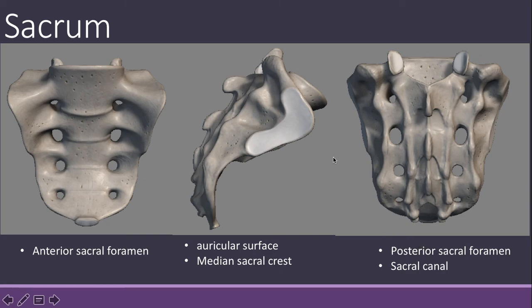And then this is the posterior view. And these holes here are called posterior sacral foramen. And then it's not directly visible, but starting here and ending here, there's like a hole going through this canal all the way. That's called the sacral canal.